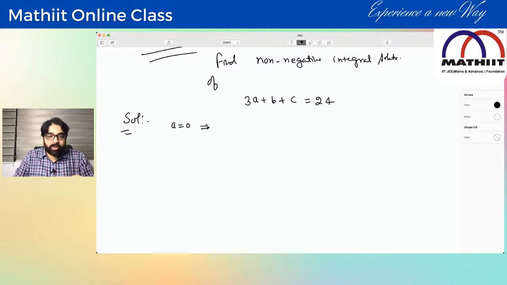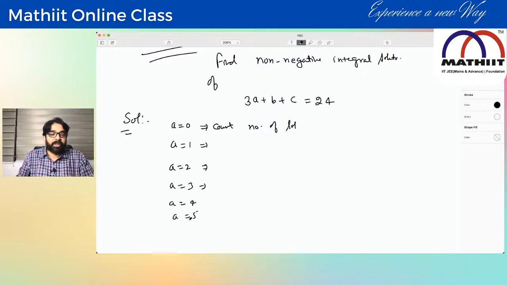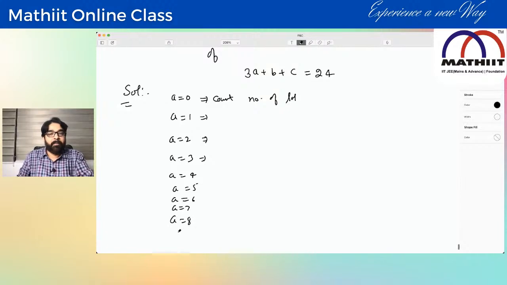First case, count the number of solutions. Then a equal to 1, I can put it and count the number of solutions. A equal to 2, a equal to 3, a equal to 4, 5, 6, 7, 8 I can put. But further I cannot put. I hope you can understand. If you put a equal to 8, then b plus c equal to 0. That is possible, no problem.